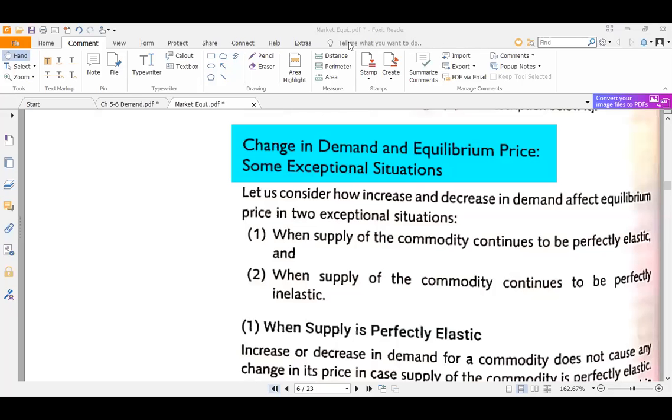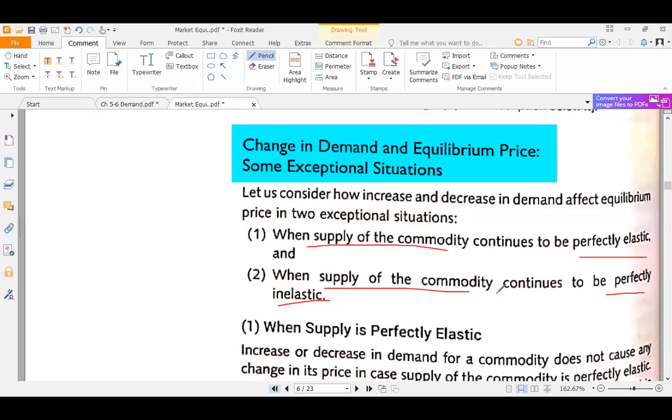The change in demand and equilibrium price. This is where we are going to do some exceptional situations. Then what are those exceptional situations? The first one is when supply of the commodity is perfectly elastic, and when supply of the commodity is perfectly inelastic. Now, what do we mean by perfectly elastic supply and perfectly inelastic supply?